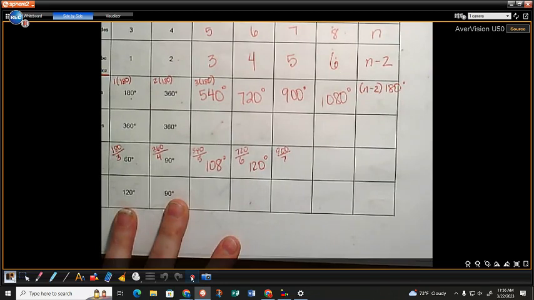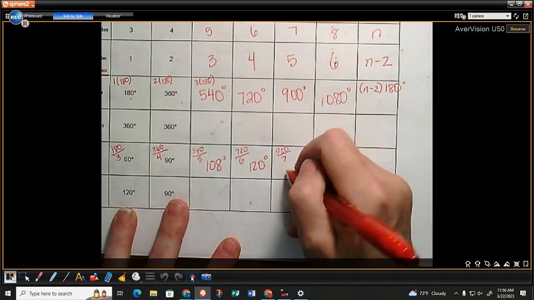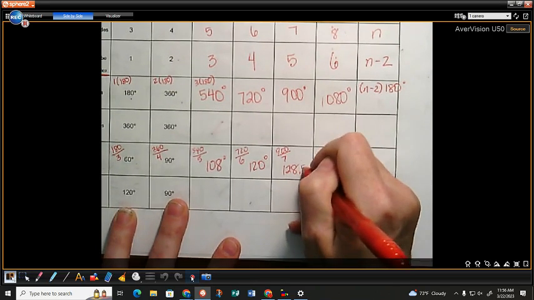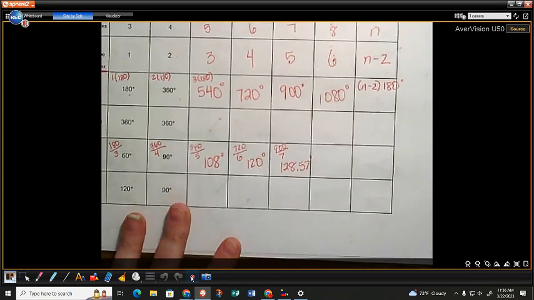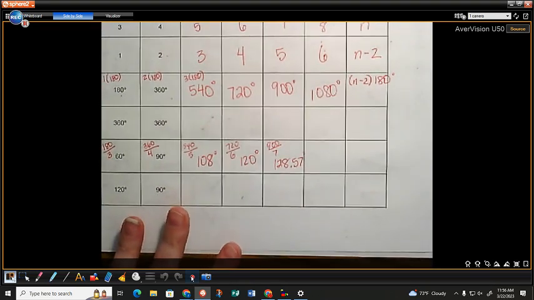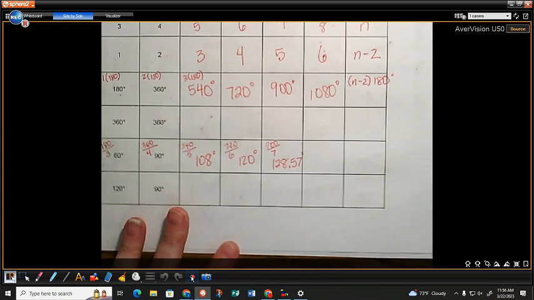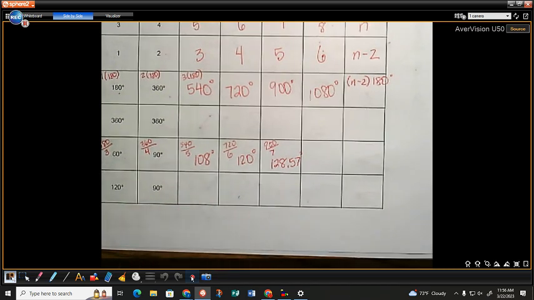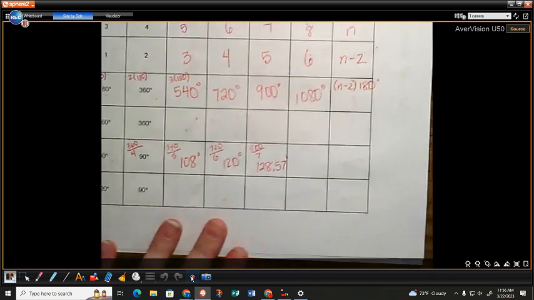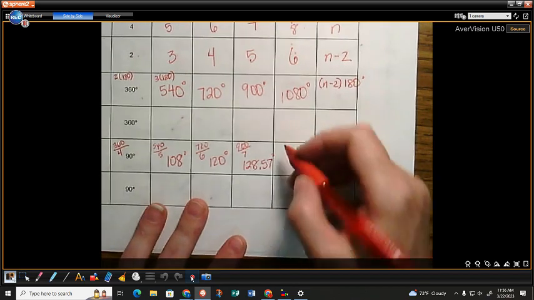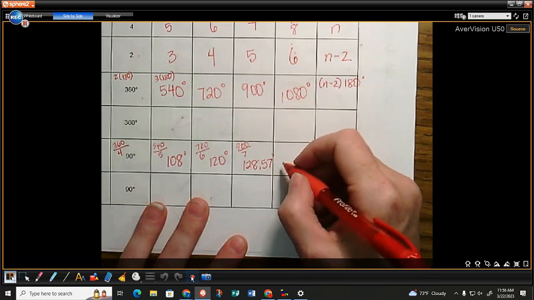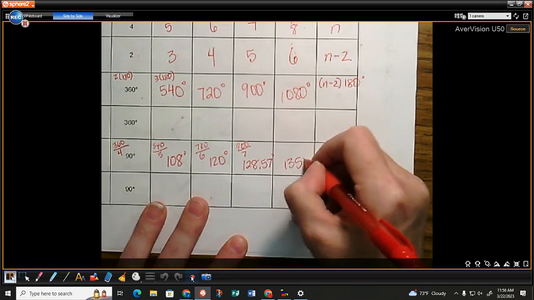Is this going to be pretty? No. I think we should have to memorize this one. That would be fun to memorize, wouldn't it? No? I don't have overwhelming support for memorizing the number of degrees in a heptagon? Nope. Okay. What about for an octagon? 135 degrees?